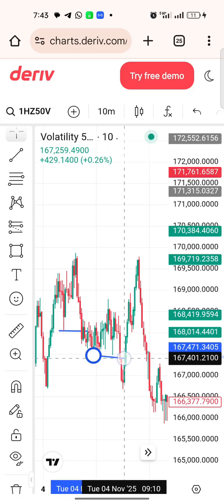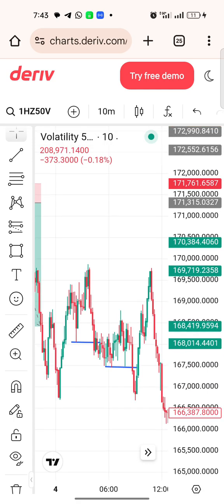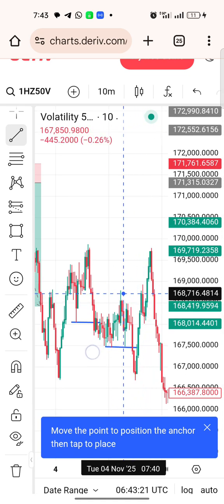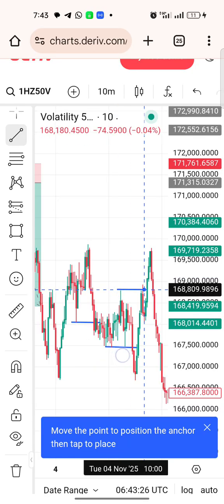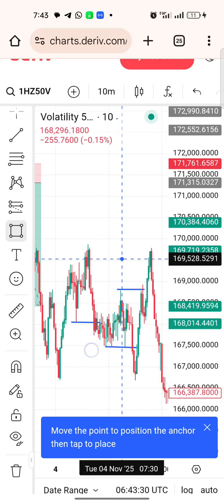Market also broke structure to the downside over here. So what do we have? We have this as our inducement. The pullback failed to get to our point of interest, and then this is our point of interest.